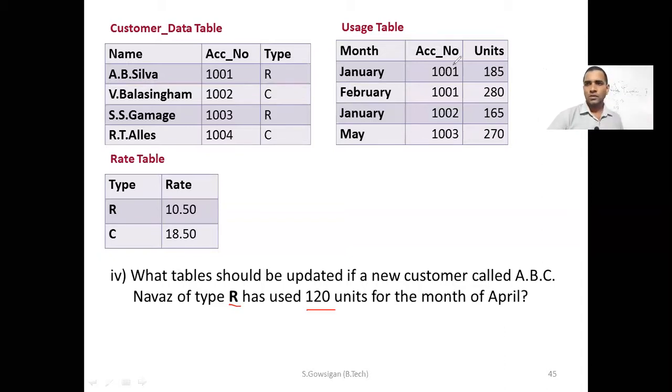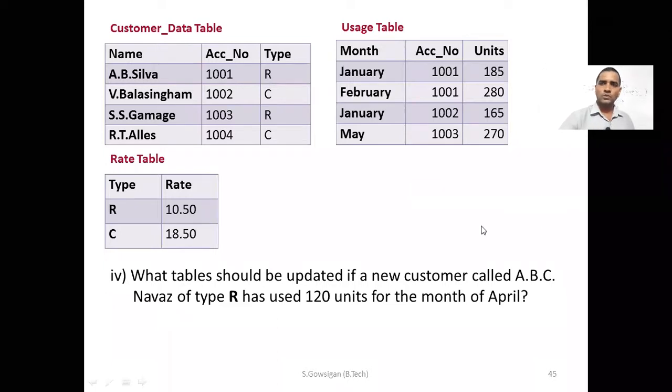Right. So after asking this question, definitely the next question would be to write the updated records. Now you just mentioned that both the customer data table and the usage table need updation, so the next part would be writing down the updated record. There is a way to write that answer.